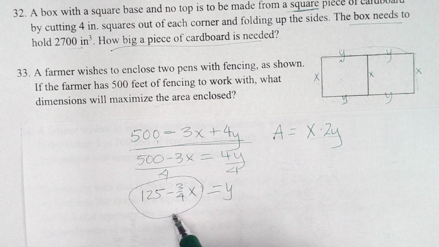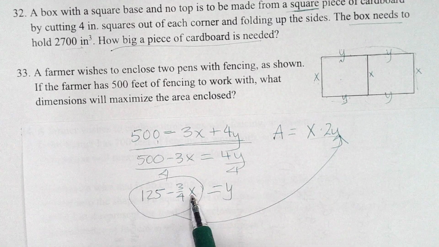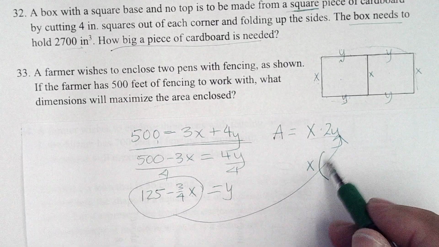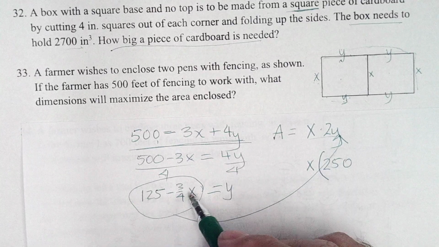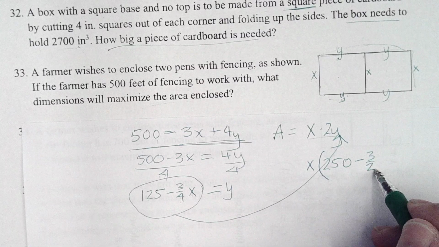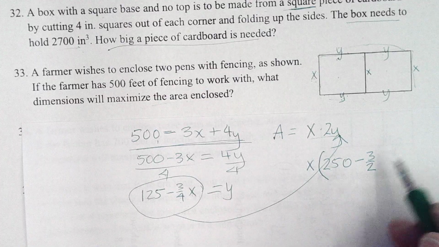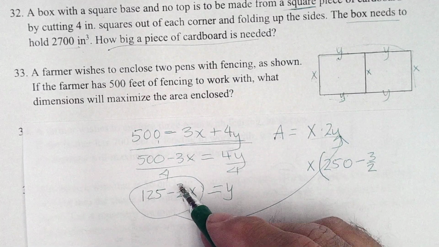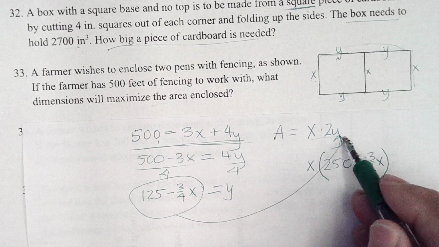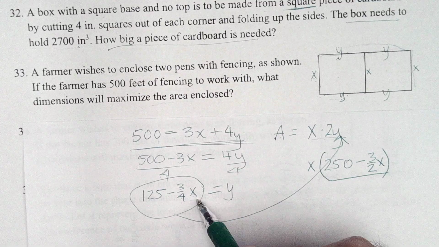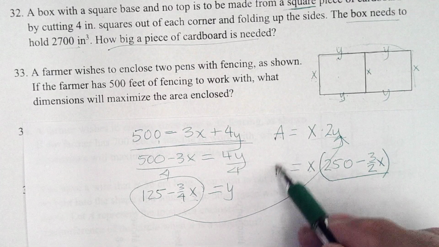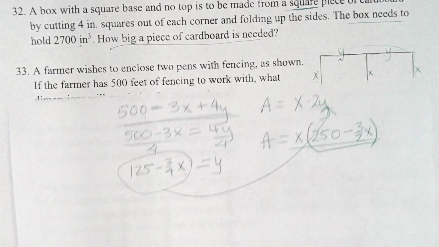If I put this in place of the y, I have to double it because it's times 2. So I get x times 125 doubled, 250. 3/4 times 2 is negative 3/2. Double 3/4, and I get 6/4 or 3/2 x. That's the 2y. That's this doubled. And it's also times x, and that's the area that's now all in terms of x.